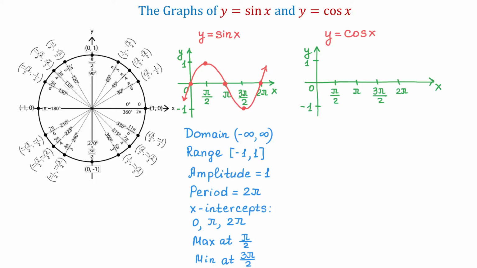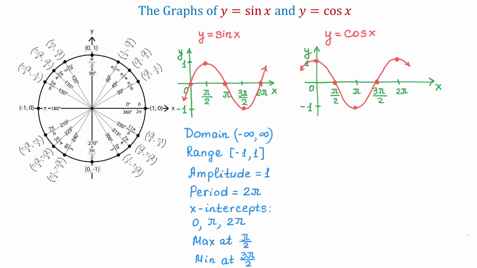So again, because at 0 the value of cosine is 1, the first point will be here on the y-axis. Then at pi over 2, cosine is 0, at pi is negative 1, at 3 pi over 2 is 0, and at 2 pi is 1. Now I will connect these points to have the graph. So here we have the graph, and this graph also continues to the left and to the right indefinitely.